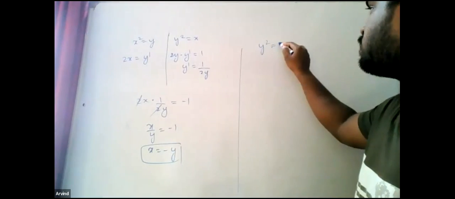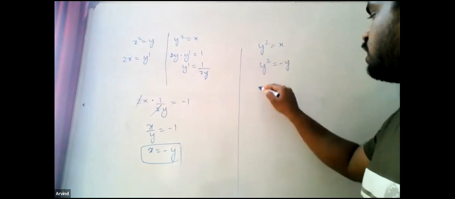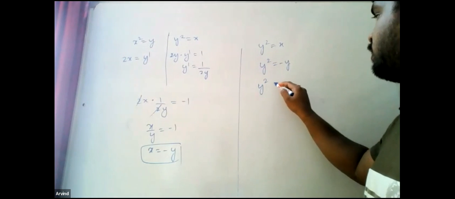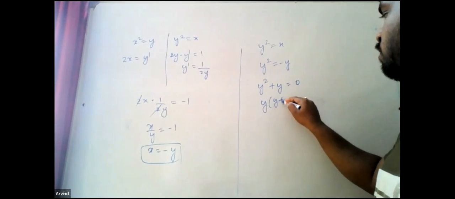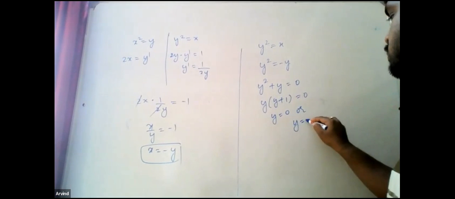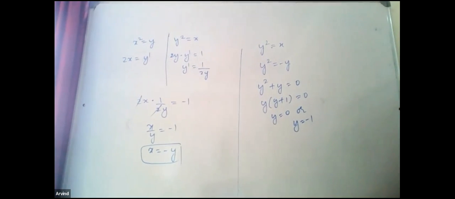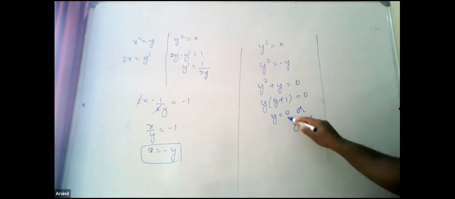Either substitute. Y square is equal to x, x is minus y. So y square is equal to minus y. Get it to this side: y square plus y is equal to 0. Therefore, y of y plus 1 is equal to 0. Therefore, y is equal to 0 or y is equal to minus 1.